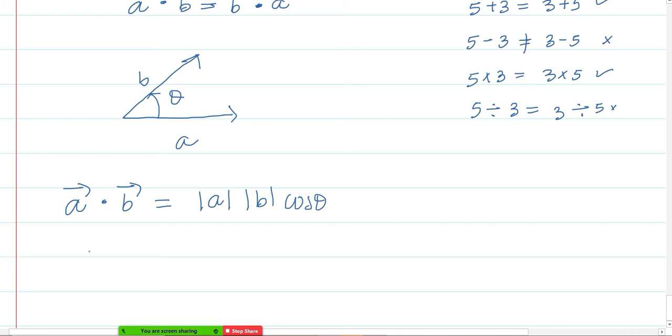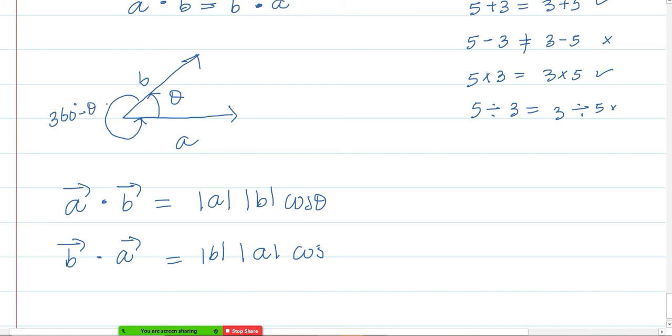If you have to find B dot A, what you need to do is multiply mod B, since the first vector is B vector, with mod A, since the second vector is A vector, and cos of the angle between B and A. A and B angle is between A vector and B vector. If the angle is theta, the angle between B and A is 360 degrees minus theta.